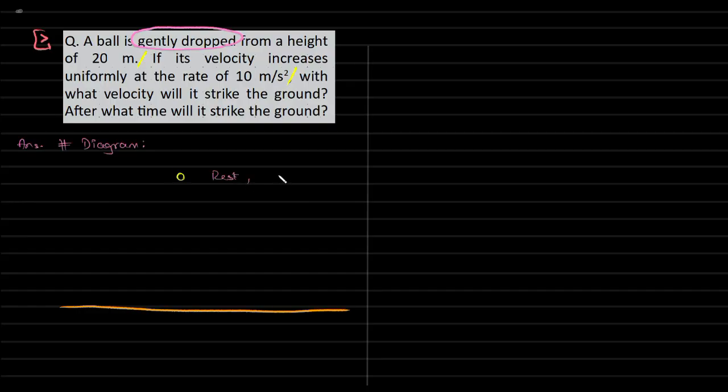If something is dropped from rest, your initial velocity would be 0 meter per second. Now, the question is, what is the velocity just before it hits the ground?